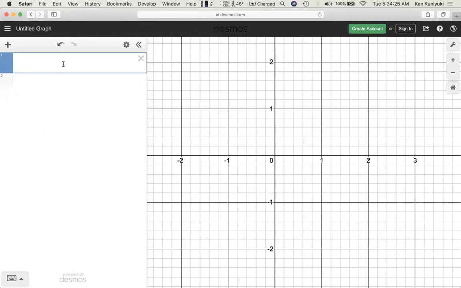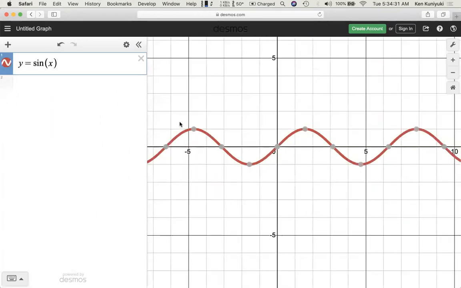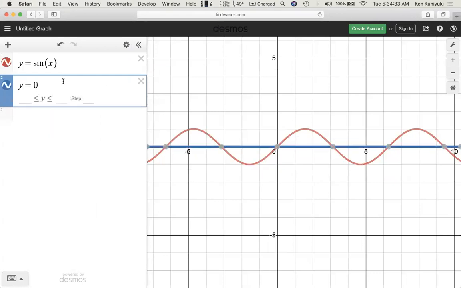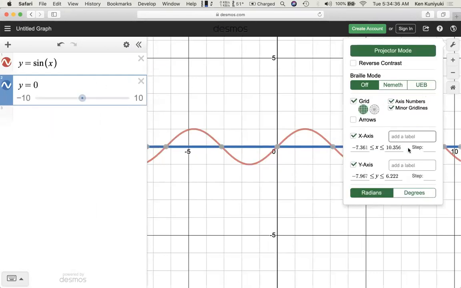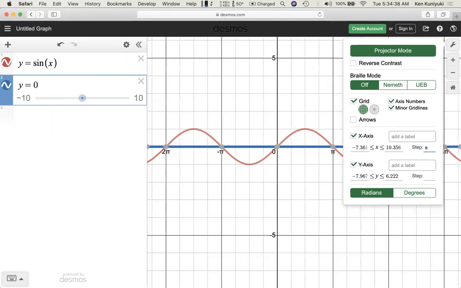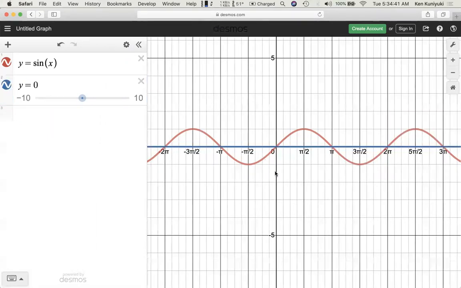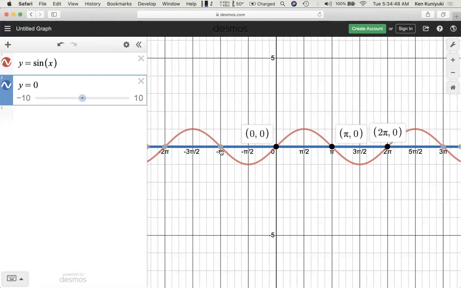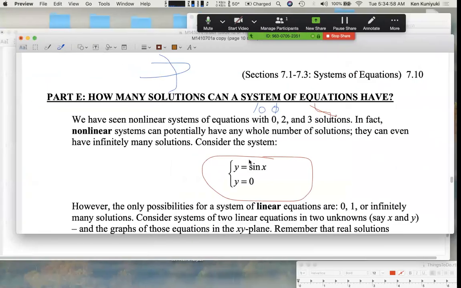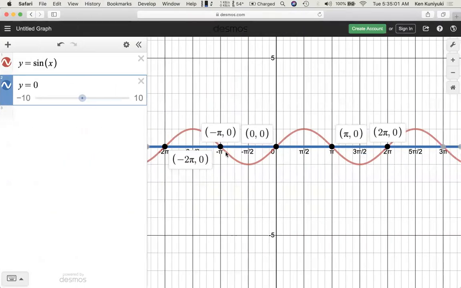Let's do that. We have y equals sine of x, our good old sine wave, and we have y equals 0. I guess I should change the step size to pi over 2. All right. So we have zeros at every integer multiple of pi. So at 0 and at pi and 2 pi and so forth, also negative pi, negative 2 pi, and so forth. We have infinitely many intersection points. The sine wave had infinitely many x-intercepts. So the system here had infinitely many solutions corresponding to these intercepts.